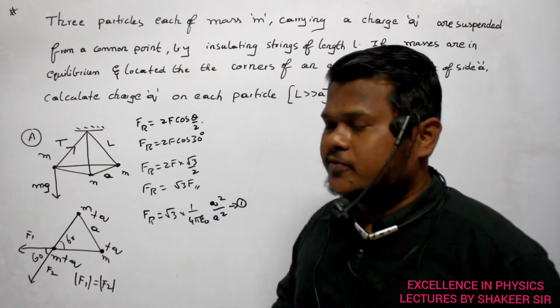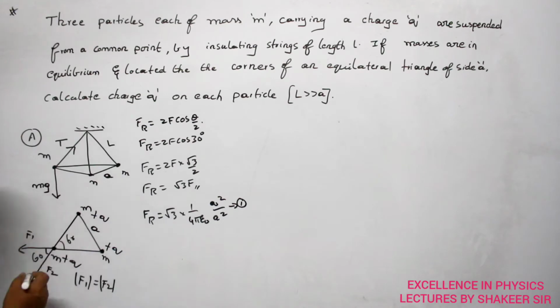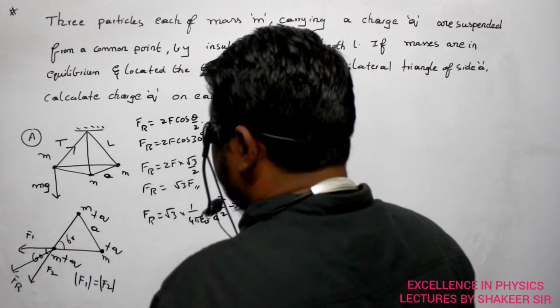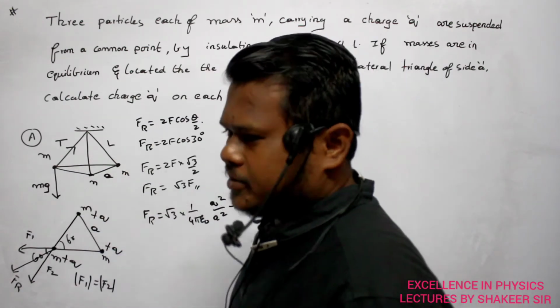And this resultant force will act in which direction? It will act exactly through the center, no? It will act like this. This is the resultant force. Clear? So these two forces produce this resultant Fr. Okay? Now can you say what are the other forces which are acting? Mg and tension. Clear?